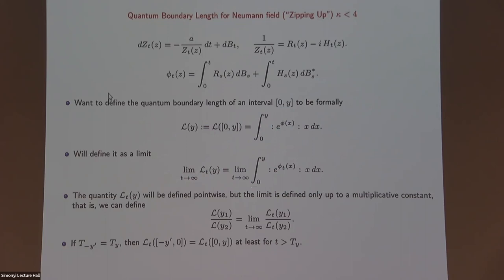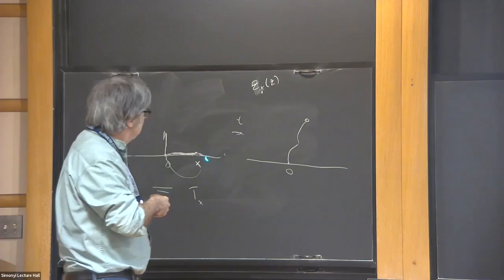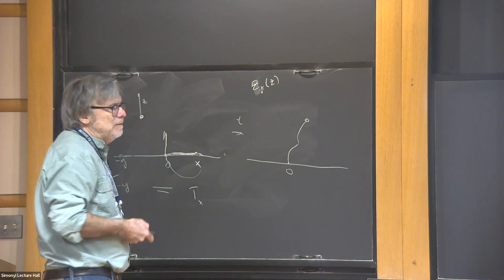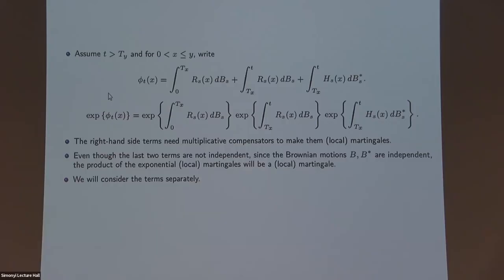So LT of y is the length of zero y. And I will say that LT of y will be defined point-wise, but the limit only up to multiplicative constant. So we can define the ratio of lengths of two things. And if these two guys are reached at the same time, then the length here and the length here will be the same. So I just want to put, at time t, this is an x in the real line.